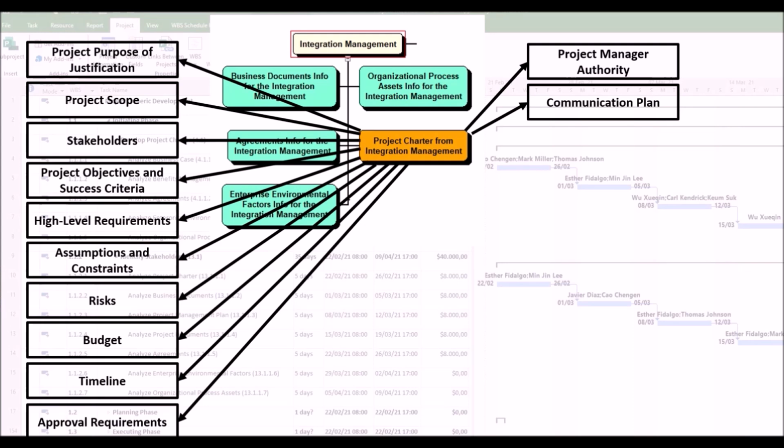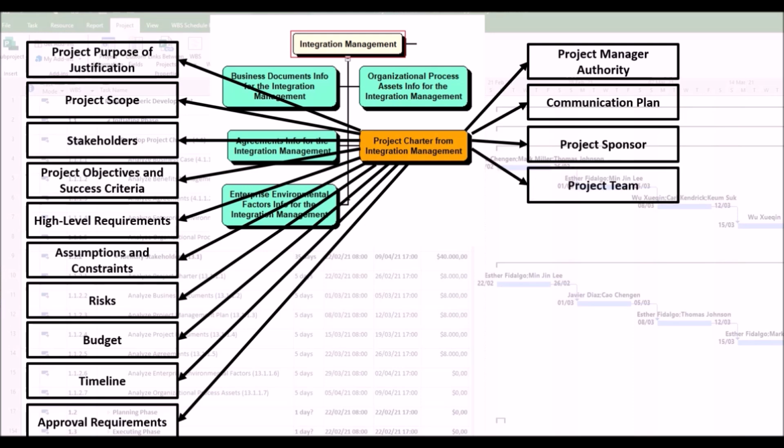12. Communication plan. With relation to communication strategy, high-level plan for how communication will be managed throughout the project. 13. Project sponsor. With relation to sponsor information, name and contact information of the project sponsor who is providing support and resources for the project. 14. Project team. With relation to team members, list of key team members and their roles.